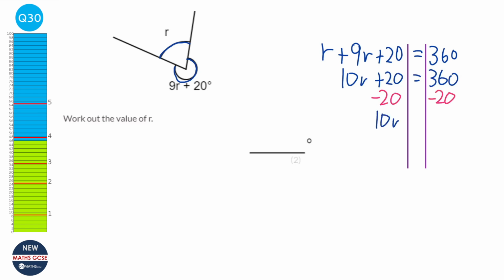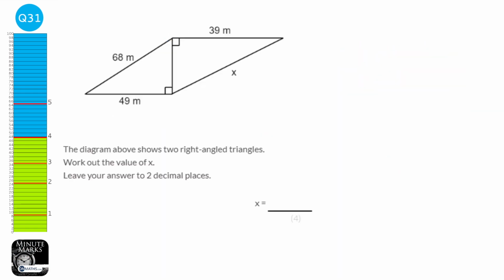So we have 10r equals 340. And then we're going to divide by 10 both sides. So we have r equals 34. So our answer is 34. We can't work out what x is straight away, but we can find this value here.